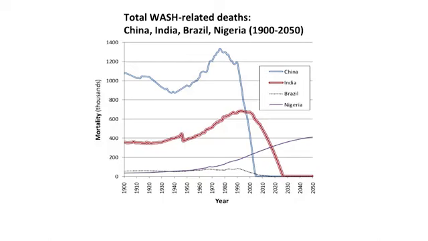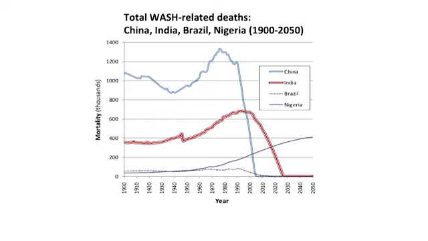This next slide shows total WASH-related deaths. In other words, these are the number of people that are dying from WASH-related diseases in these four countries. These are backcast to 1900 and then forecast from 2010 to 2050. So as you can see, the total number of deaths in China probably peaked around 1980, and these have essentially disappeared. Similarly, the number of WASH-related deaths in Brazil is now very low.